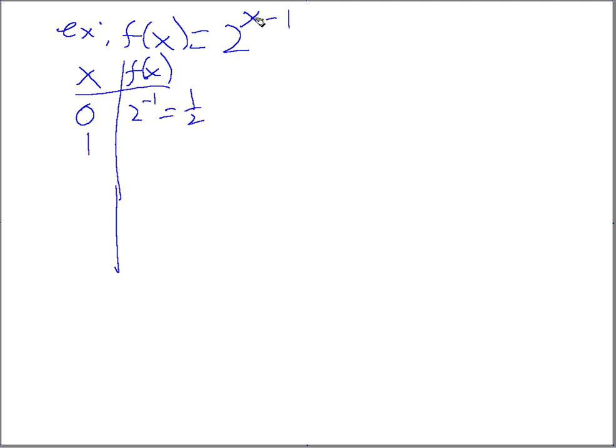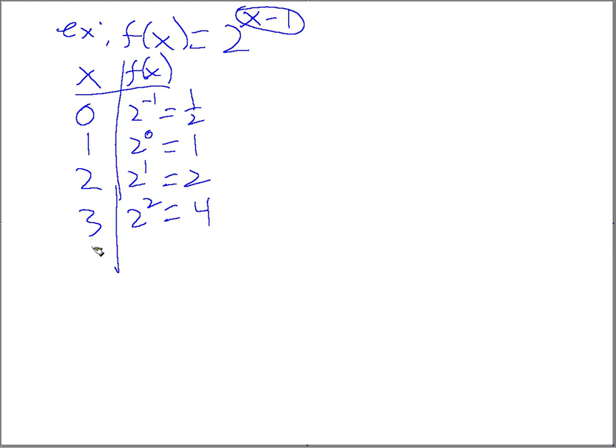Pick x to be 1. 1 minus 1 is 0. 2 to the 0 is 1. 2 for x. 2 minus 1 is 1, so 2 to the first power, or just 2. 3 for x. 3 minus 1 first, since that's part of the exponent. 3 minus 1 is 2, so 2 squared, or 4. Do one more. 4 for x, 4 minus 1 is 3. So 2 cubed, we get 8.